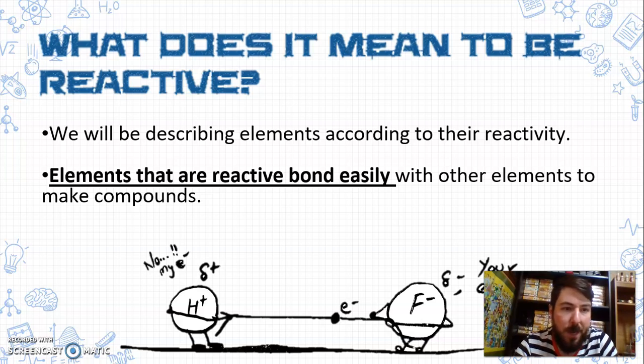So what does it mean to be reactive? We're going to be talking about elements according to how reactive they are. The ones that are more reactive bond easily with other elements to make compounds. So if you think back to the periodic table, the metals that were in group 1 and the nonmetals, the halogens that were in group 17, those ones were really reactive and they really react well with one another.